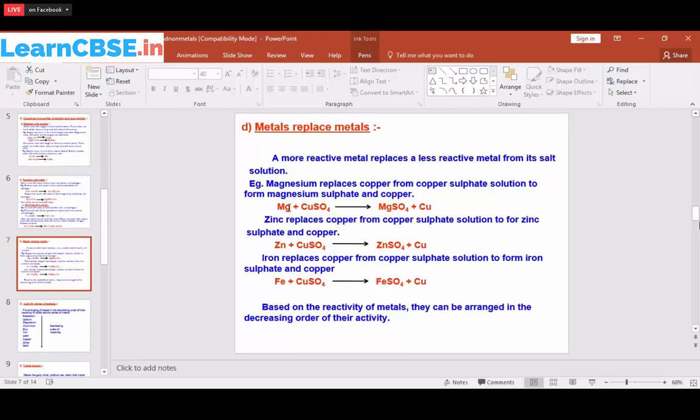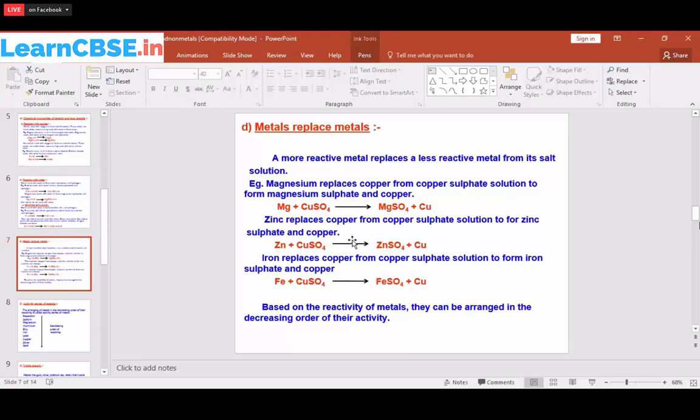So now magnesium is a highly reactive metal, and it reacts with the copper sulfate. The magnesium replaces the copper and forms magnesium sulfate plus copper. Next one is zinc. The zinc reacts with the copper sulfate. In the place of the copper, the zinc will occupy, so we get zinc sulfate plus copper.